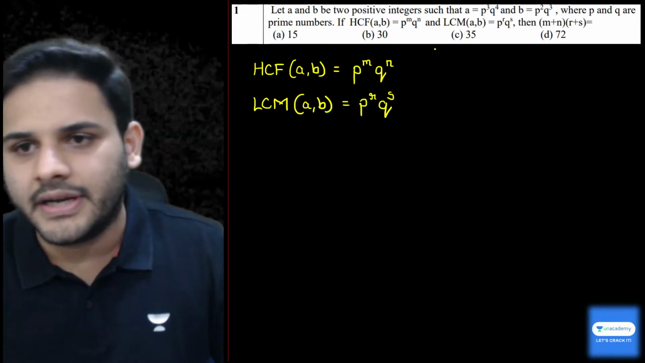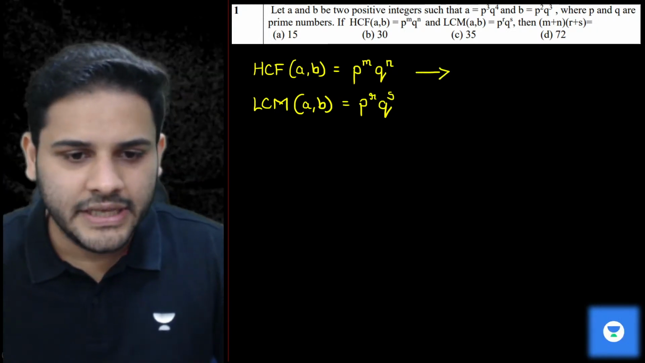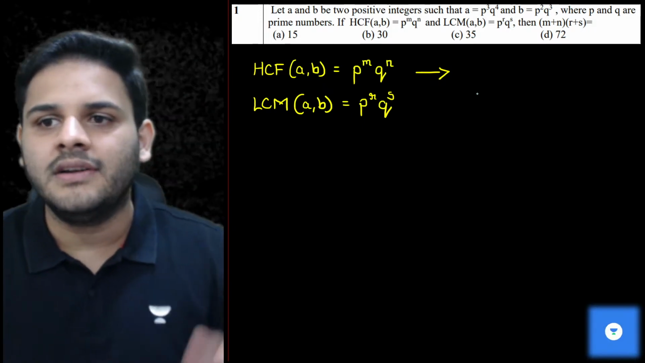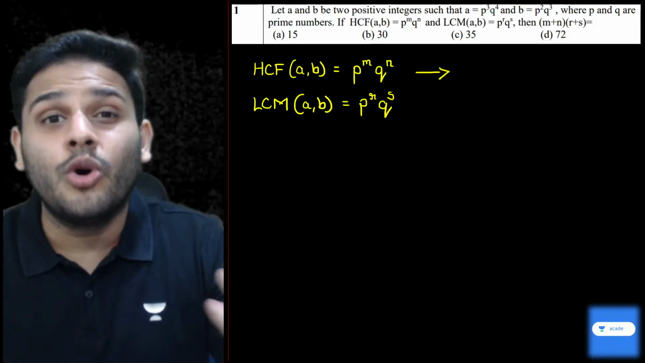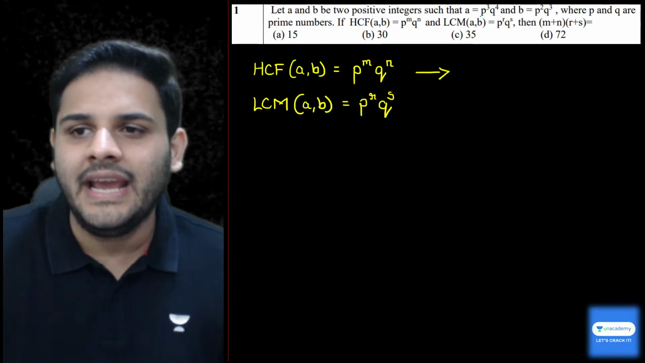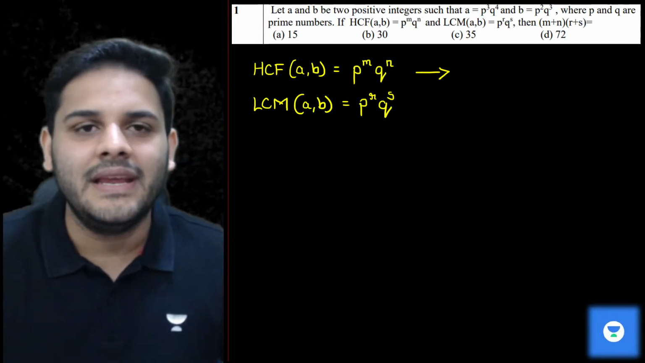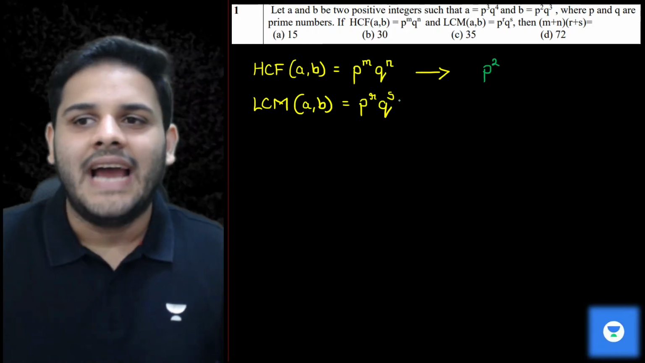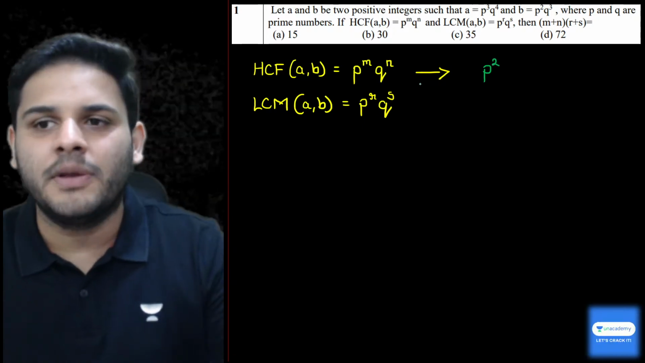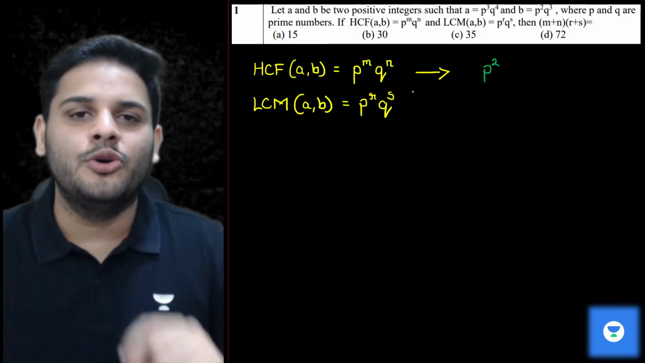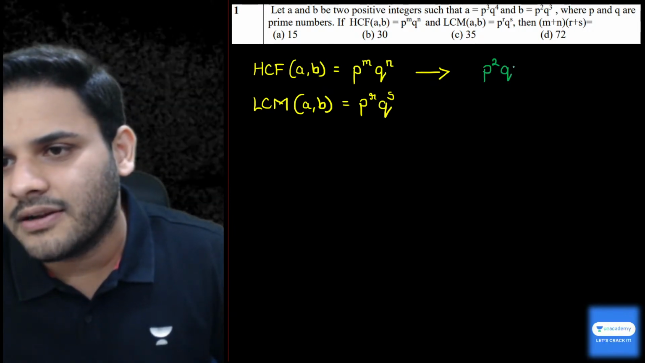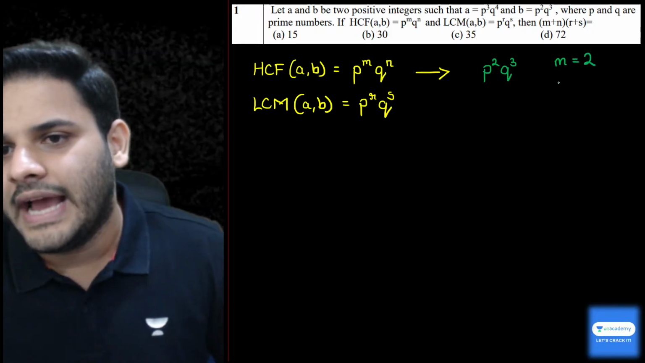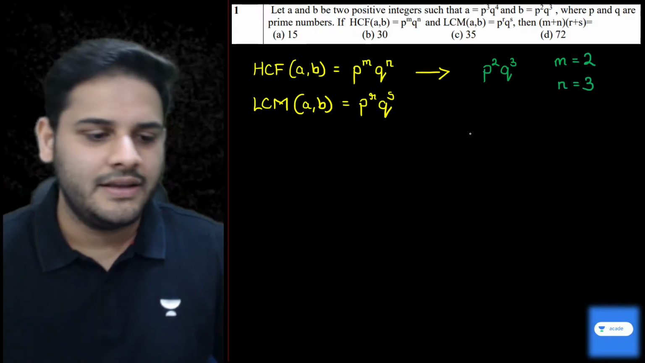What you have to do here is simply first find out the HCF. So for HCF, what is the basic thumb rule here? Simple, the lowest power. So in A, p cube is there, in B, p square is there, so this will be p square, and in q it is raised to the power 4 in A and cube in B, so we will take q cube. So we'll get the values of m as 2 and n as 3.